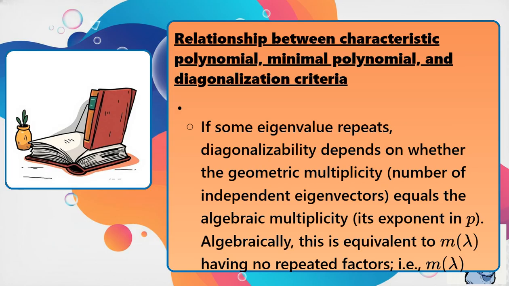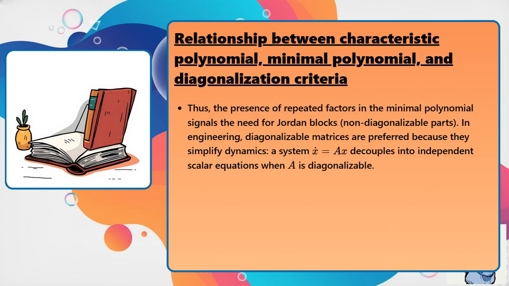If some eigenvalue repeats, diagonalizability depends on whether the geometric multiplicity, the number of independent eigenvectors, equals the algebraic multiplicity, its exponent in p(λ). This is equivalent to m(λ) having no repeated factors. That is, m(λ) must be a product of distinct linear terms. Thus, the presence of repeated factors in the minimal polynomial signals the need for Jordan blocks, non-diagonalizable parts.